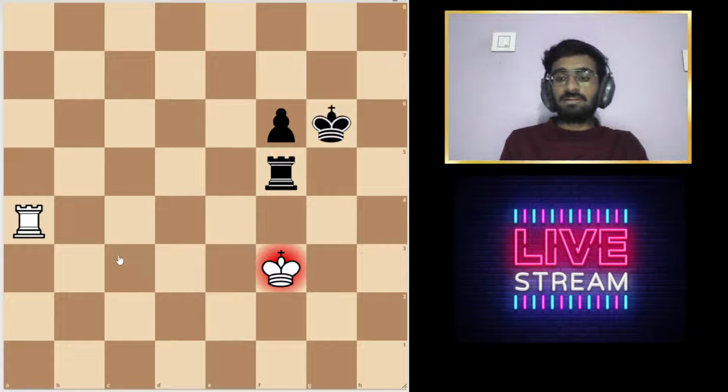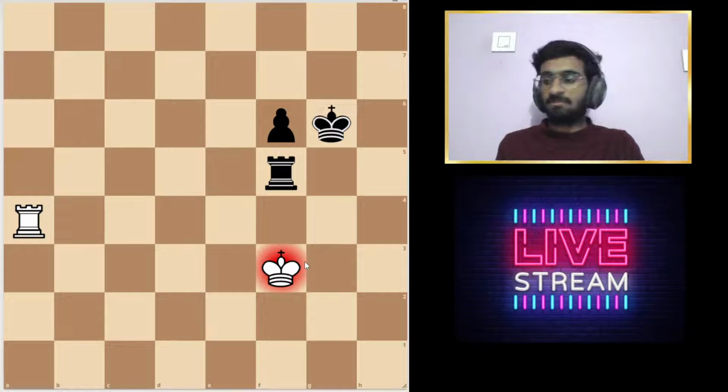White to play. Draw the game. What would you do? What will you do? White to play. Draw the game.